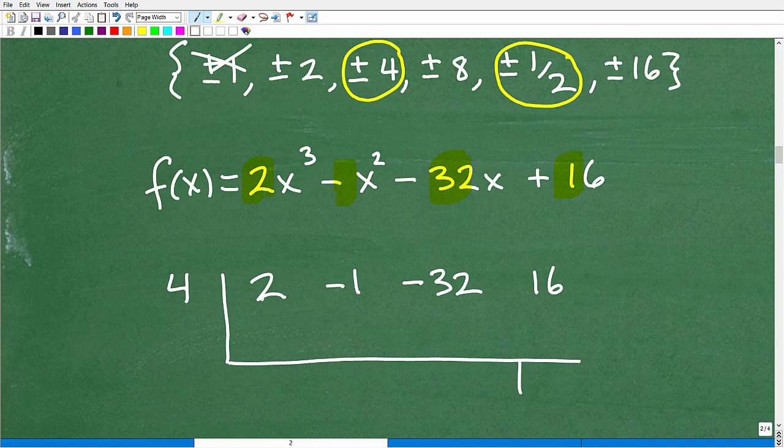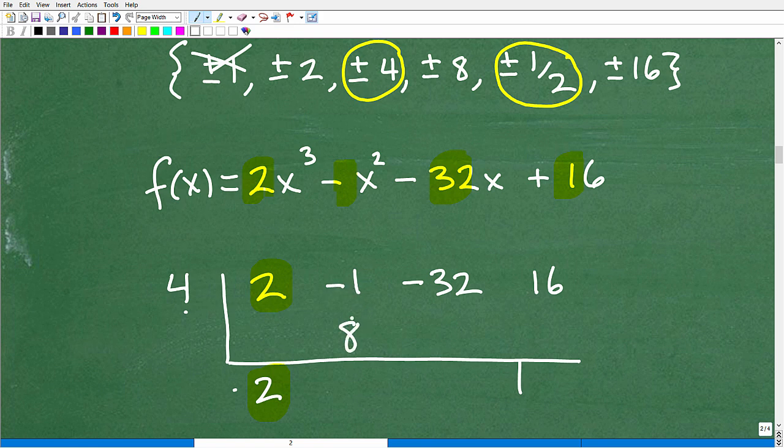Okay, so you see this little 2 right here? First step is, once we get this all written correctly and we do this little L thing just like this, we're going to drop that number right there. Now we're going to go 4 times 2 is what? That's 8. Okay, so negative 1.